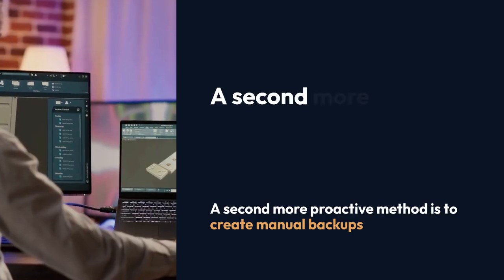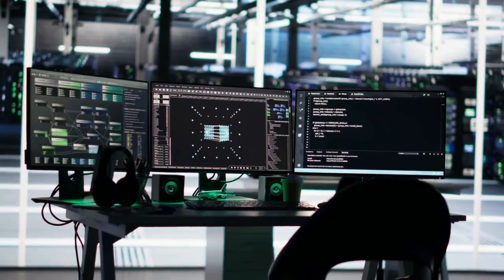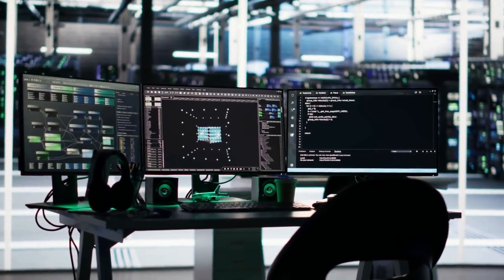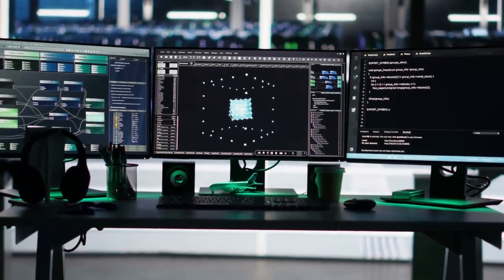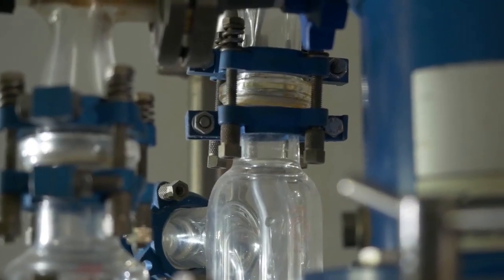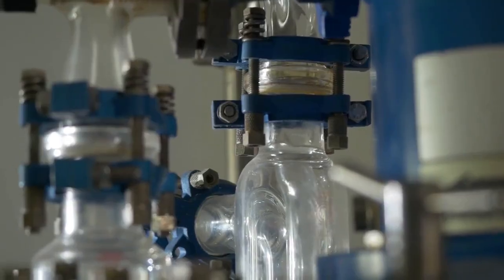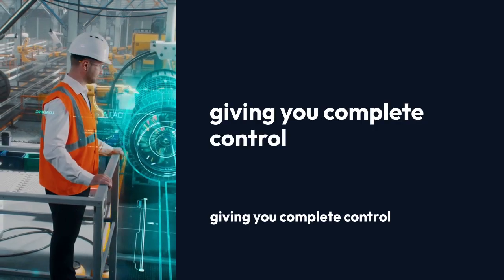A second, more proactive method is to create manual backups. This is a simple but highly effective habit to get into. Before you make any significant changes, like importing a large dataset or altering your network's core geometry, just go to File and select Save As. Save the model with a descriptive name, like mymodel_before_pipe_updates.pcz. This creates a distinct, safe restore point that you can always return to, giving you complete control.